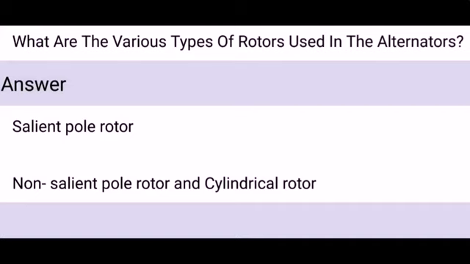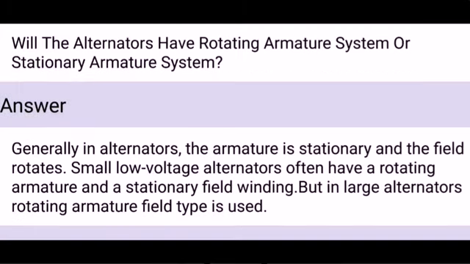What are the various types of rotors used in alternators? Salient pole rotor and non-salient pole rotor, or cylindrical rotor, are used in alternators. Will the alternators have rotating armature system or stationary armature system? Generally, in alternators, the armature is stationary and the field rotates. Small low voltage alternators often have a rotating armature and a stationary field winding, but in large alternators, the rotating field type is used.